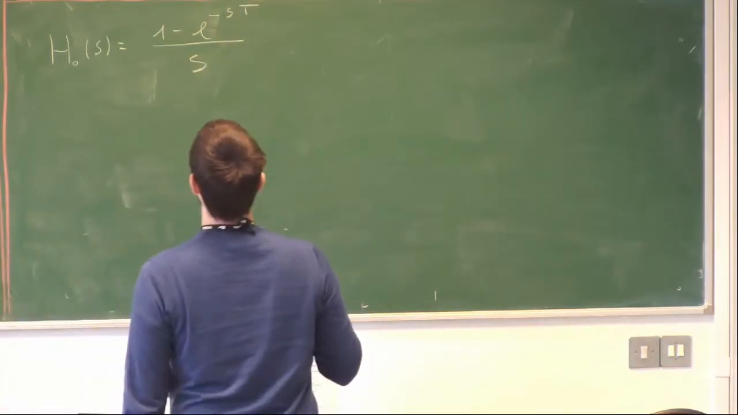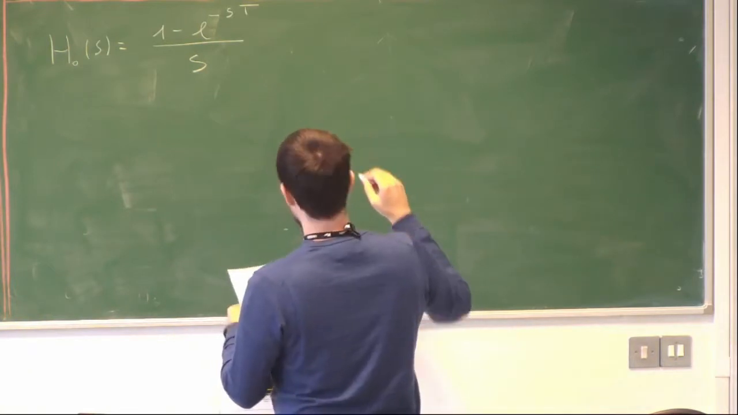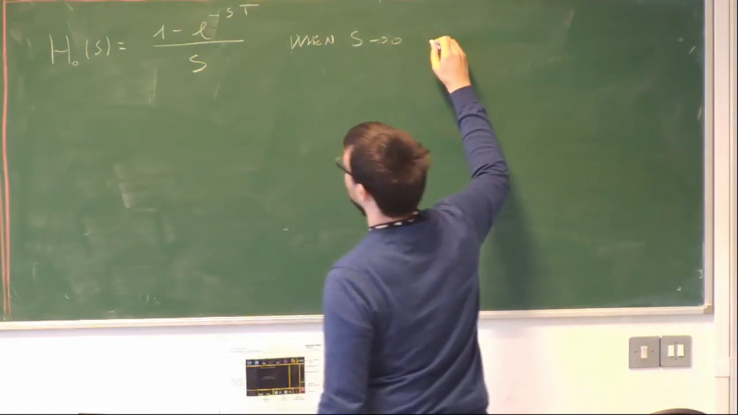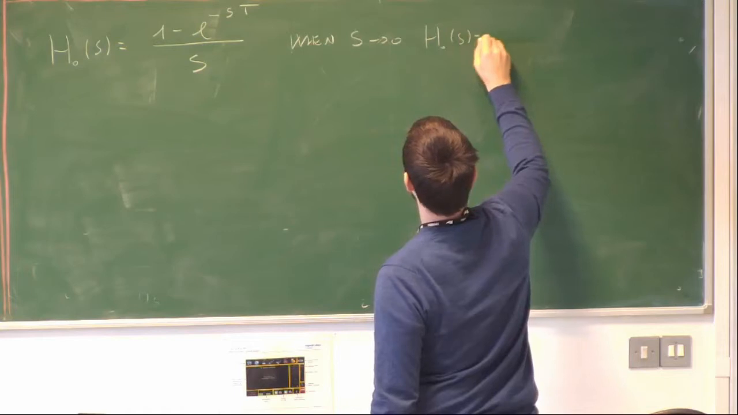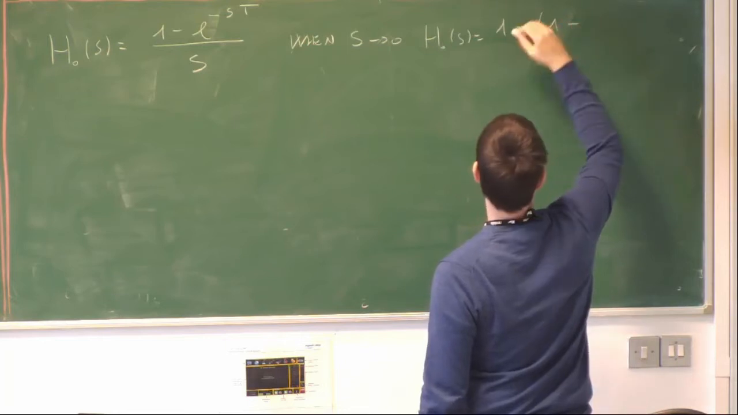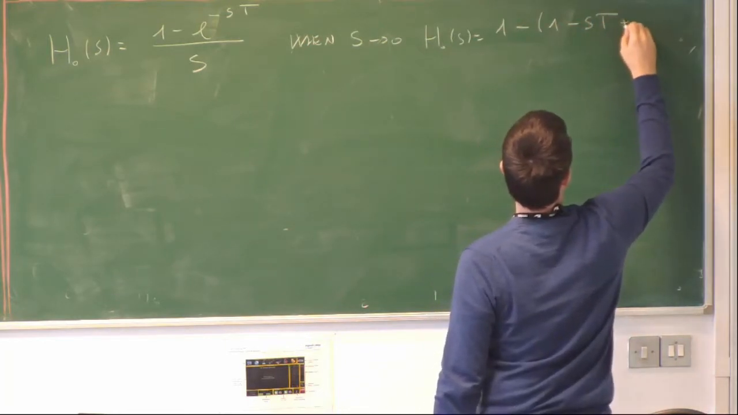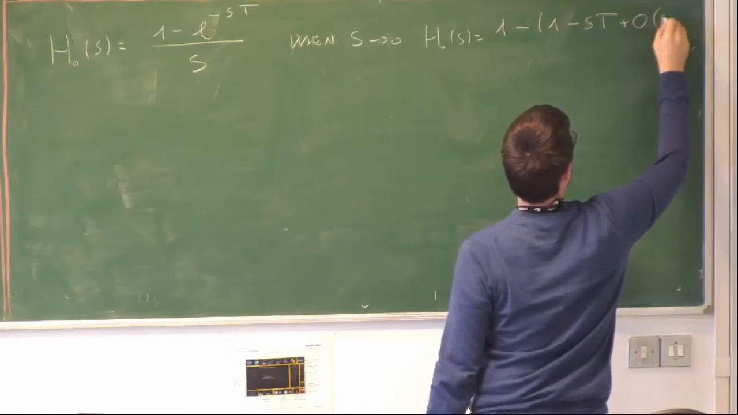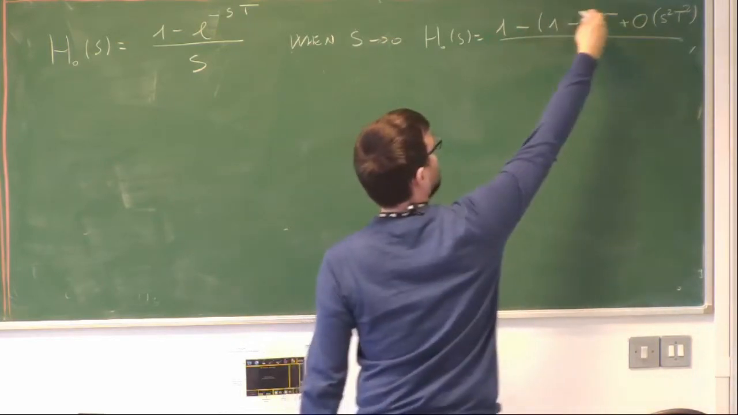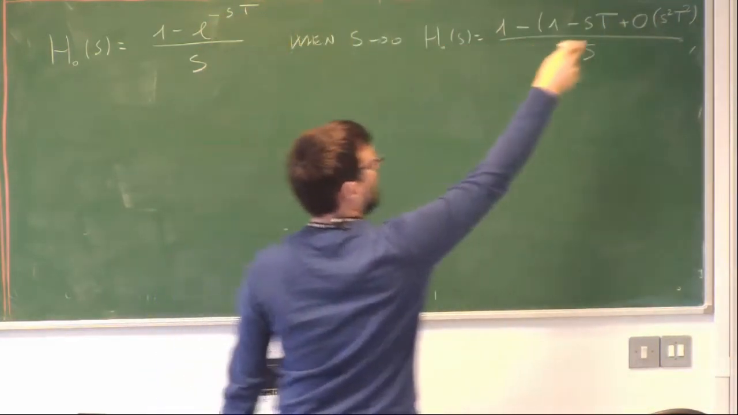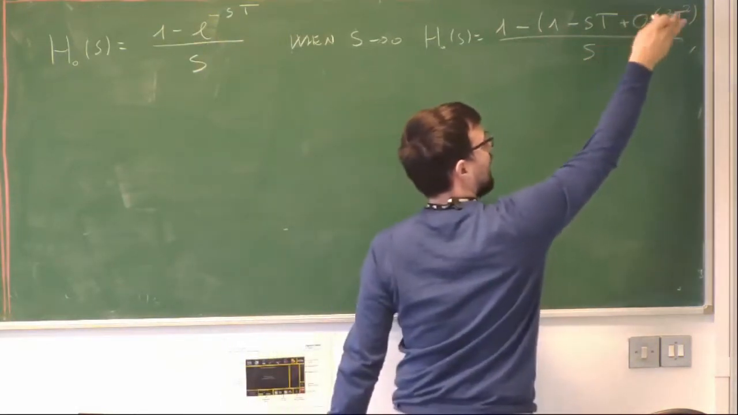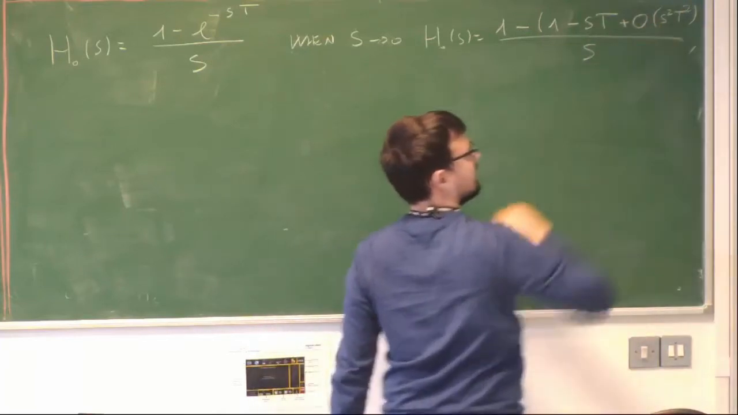Okay, so if we expand this around 0, when s goes to 0, then H0 of s is equal to 1 minus 1 plus s capital T plus big O of s square T square, all divided by s. So this is the Taylor expansion of this term, where big O of s square T square means that these are all the terms that are of order at least s square.